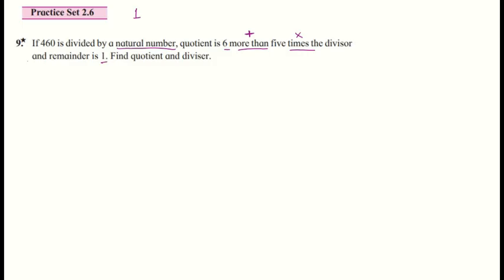Okay, this is not the actual number. It is given that the quotient is 6 more than 5 times the divisor and the remainder is 1. We have to find the quotient and the divisor. If you look at the question, it is very easy. You just need to know the division method, and I'm sure that till 10th standard everyone is aware of it.